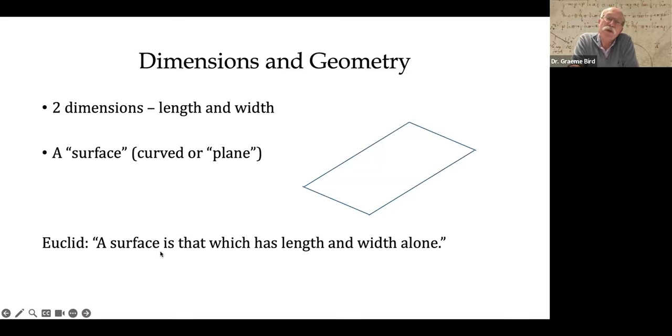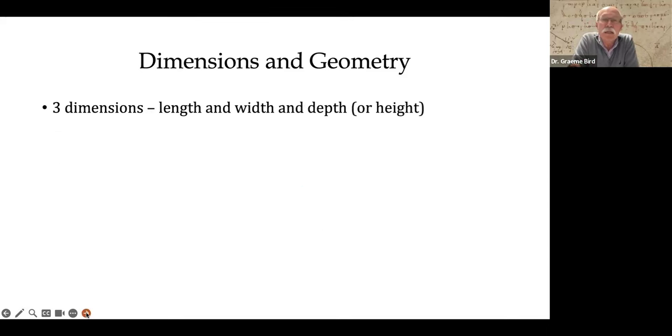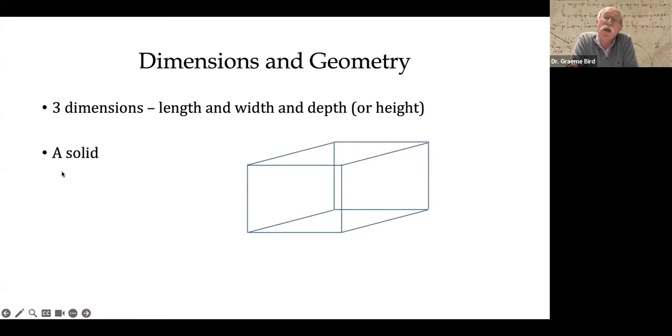When Euclid says a surface is that which has length and width alone, he's allowing for a curved surface as well. If he wants it to be a flat surface, he'll say a plane surface. He'll use the word plane. So I'm trying to give the 2D impression here with my little PowerPoint drawing. Then, of course, we got 3D, length and width and depth. Sometimes people say height. And so here's my attempt at drawing a 3D solid, we would call it.